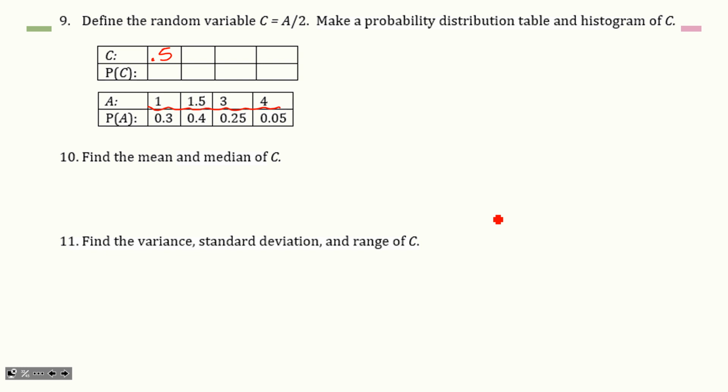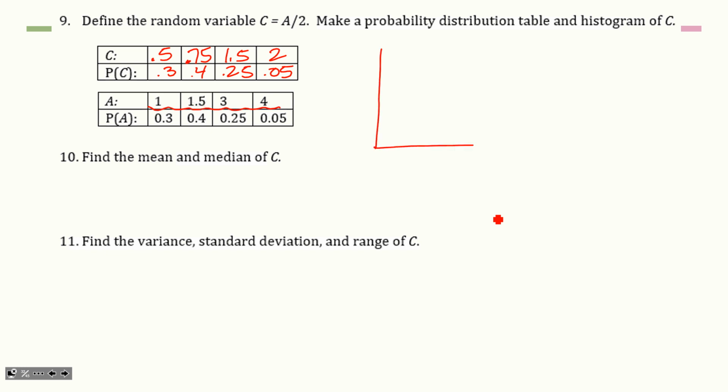1.5 divided by 2 becomes 0.75, right? 3 divided by 2 and 4 divided by 2. But that doesn't change the probability of each outcome, right? So my probability values are still the same, right?